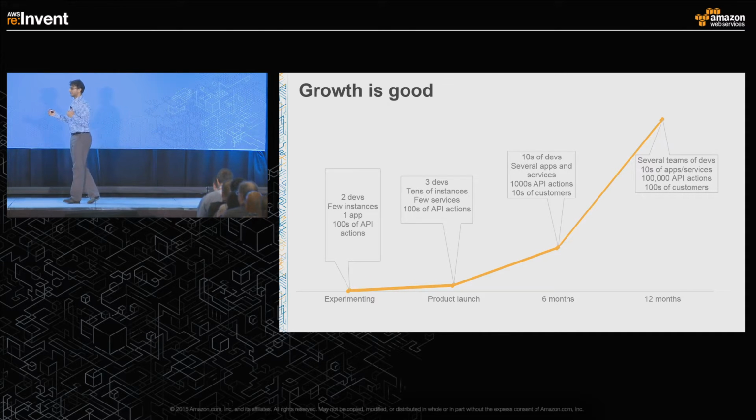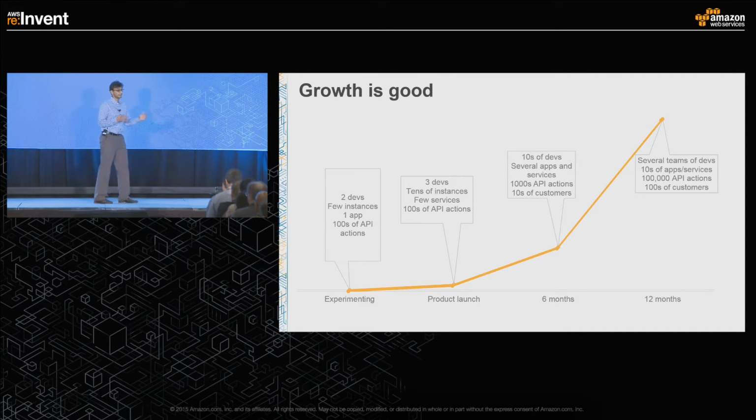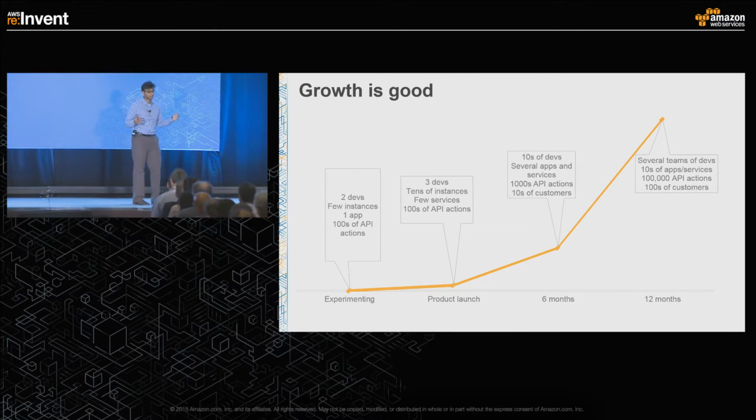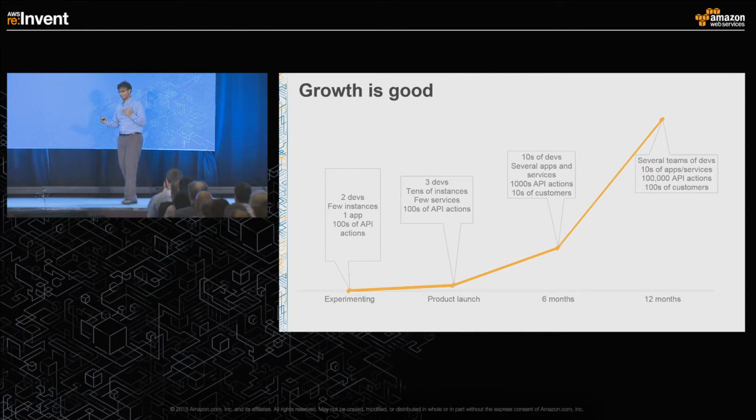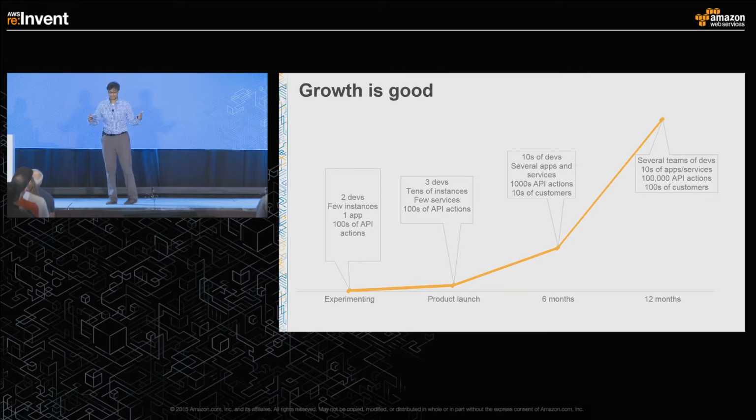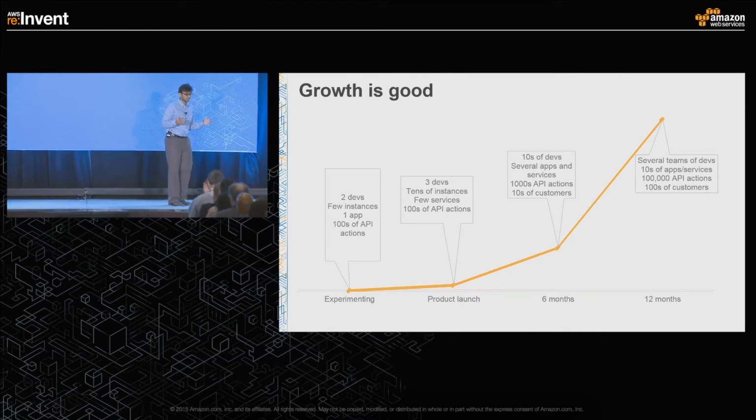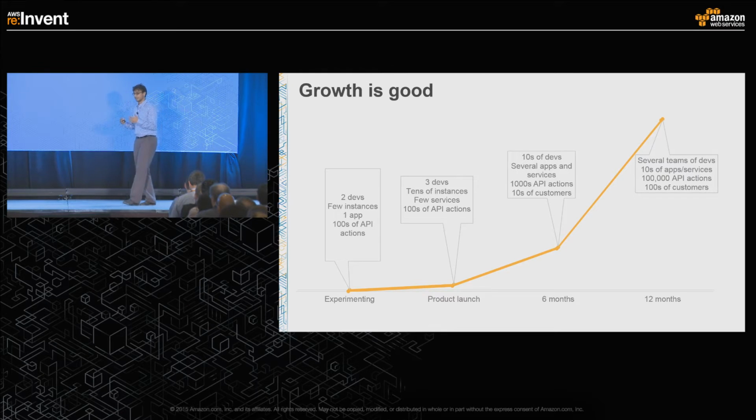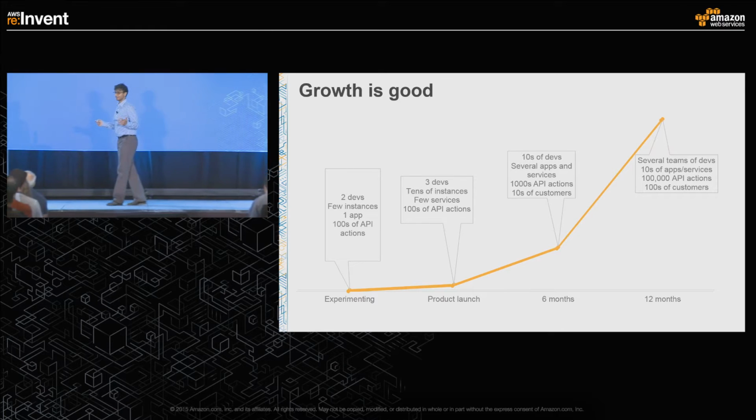And then after a while, you have new people coming in, new developers who are new to the product, sometimes new to AWS. They're making hundreds of API calls. You have customers using the product, so you can't take it down for maintenance and things like that. And within a year's time, we've seen this scale to tens of apps and services. You have thousands of API actions happening every month. And you have hundreds of customers. So this is not atypical of the growth we've seen when new products or new companies are launched that are using AWS. And this is all great, right? What could be wrong?